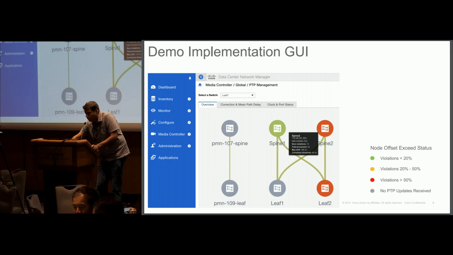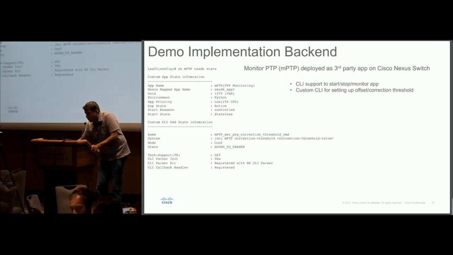So based on the notification, with WebSocket, it dynamically updates the screen. Based on the number of samples which have deviated, we color code those. And this was just the idea, just to demo that part.